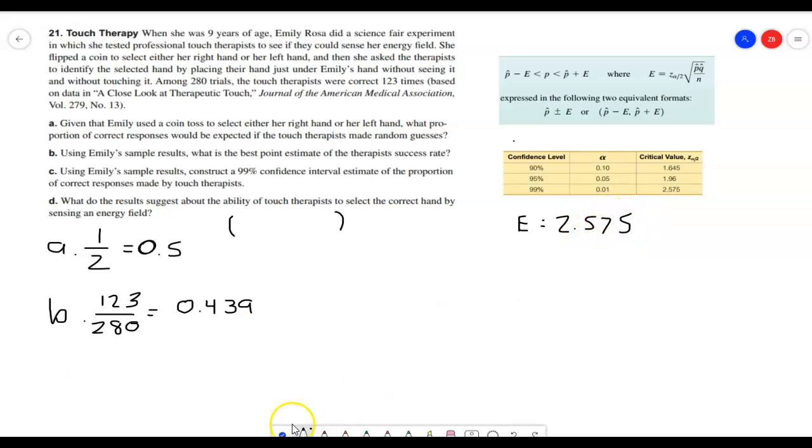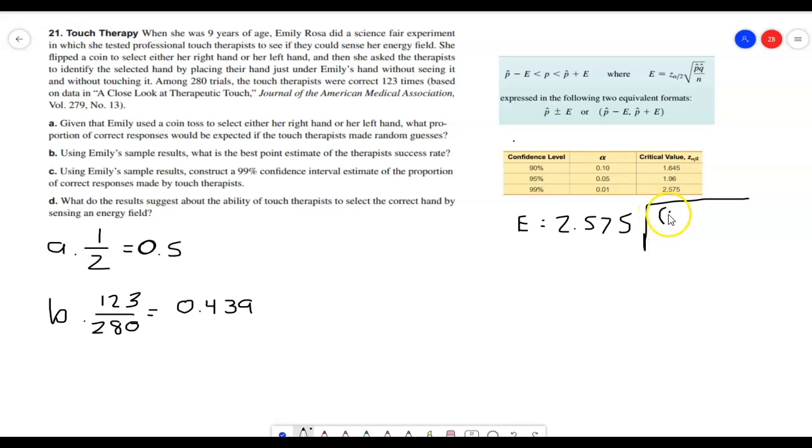Okay. All right, times the square root of p hat times q hat. So p hat, we haven't actually figured that one out yet. So let's go ahead and figure that one out. The sample proportion of success, actually we did figure that out right there. That's the 0.439. So that's going to go right here.